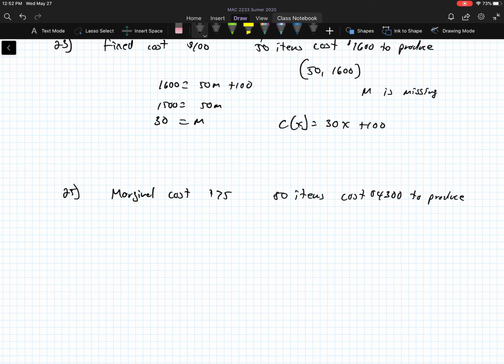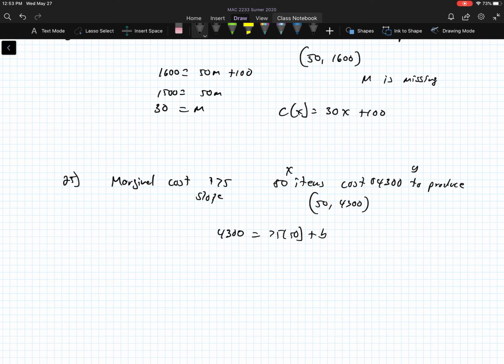And so what they're asking us is just to express it as a linear function, right? So number 25, this is the information that we have. If we think about it, this is actually our slope right here. And since that's our slope, we have our ordered pair again, independent variable items, right? This is my x, this is my y. And so I'm going to have 4,300 is equal to 75 times 50 plus b, because we're solving for b at this point in time.